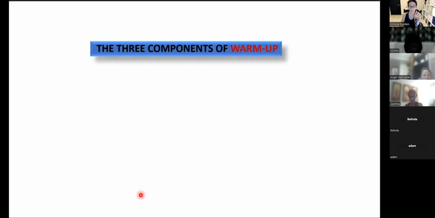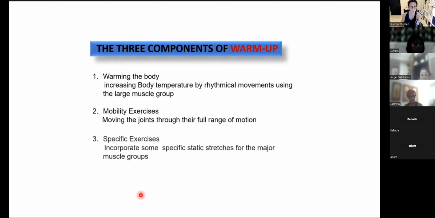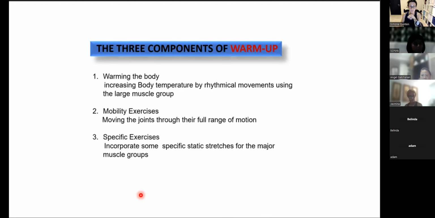And here is what it could look like. The first one is it increases your body temperature. You can do mobility exercises, or you can do sport-specific exercises, yeah? So let's say you play tennis, for example. What do you use for tennis? You're using your shoulders a lot. So it could be sport specific.